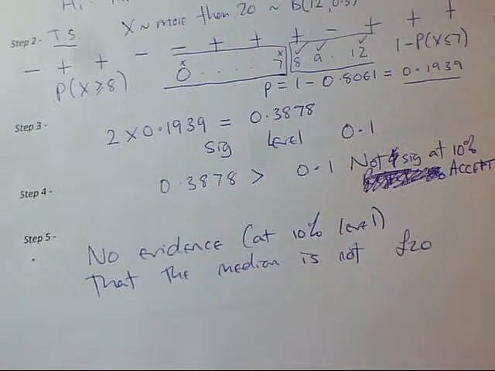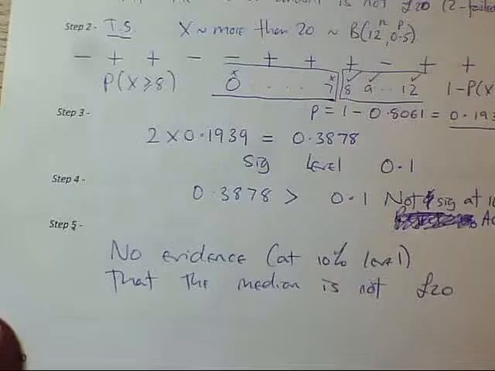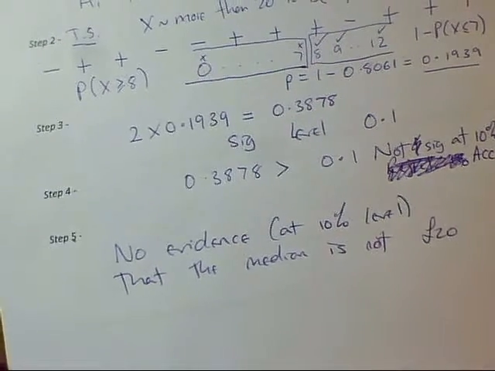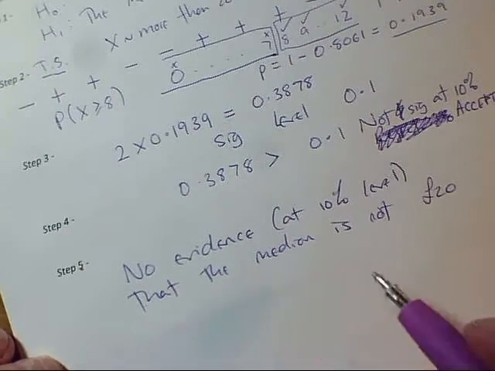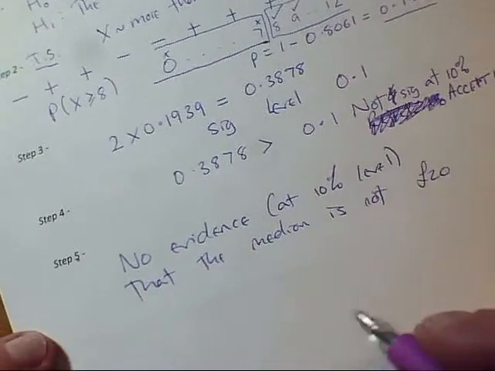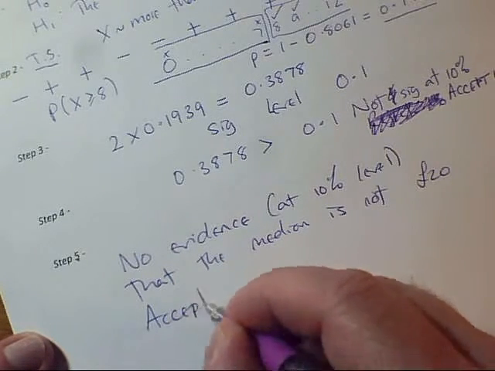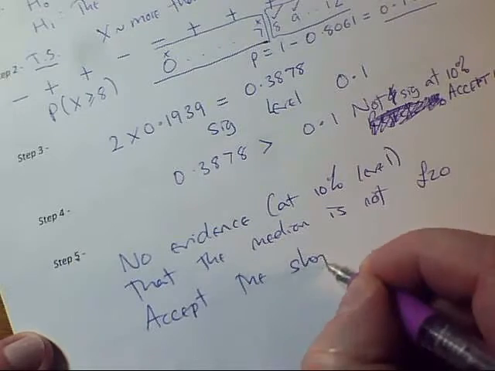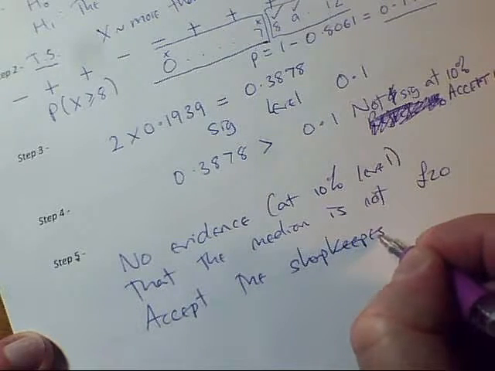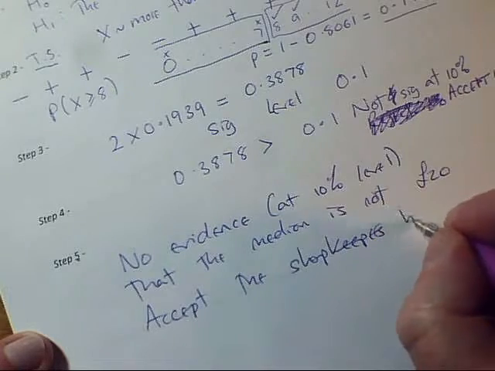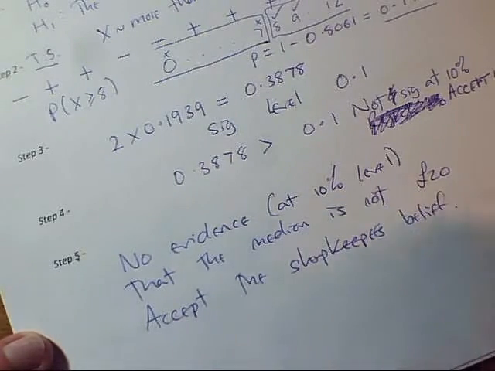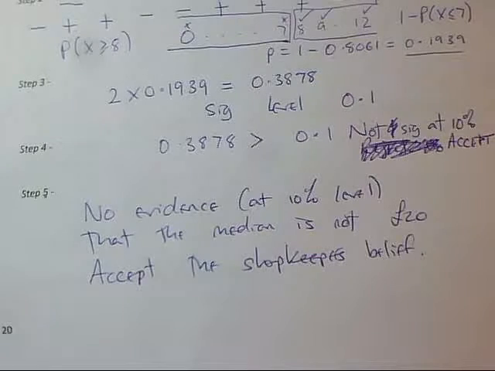We didn't have any evidence to overturn that claim, so we have to accept what he says. We certainly haven't proved he's right. We never can prove that the null hypothesis is correct, but we accept it because we haven't got the evidence to reject it. Now, we could ask, is this in context enough? Maybe not. So as well as saying that we've got no evidence the median is not £20, we can say we accept the shopkeeper's, was it a claim or was it a belief? It was a belief. So if there's a belief being described, then it's always good to refer to that in the conclusion.